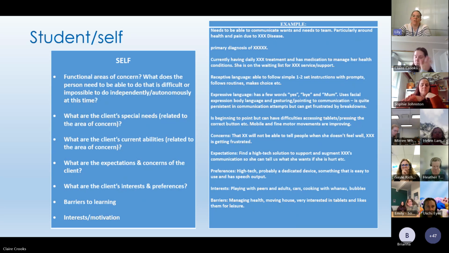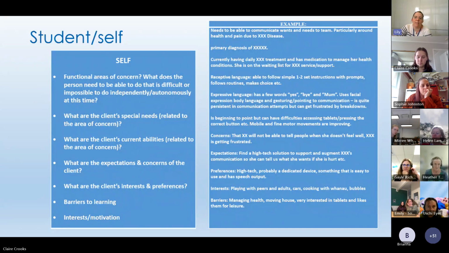And this is an area where we talk about, you know, what are someone's interests, what are their abilities and skills, what expectations are there on them, what areas of concern are there, or what things do they find difficult, or what do they want to be able to do, what are they interested in, and what are they motivated by?